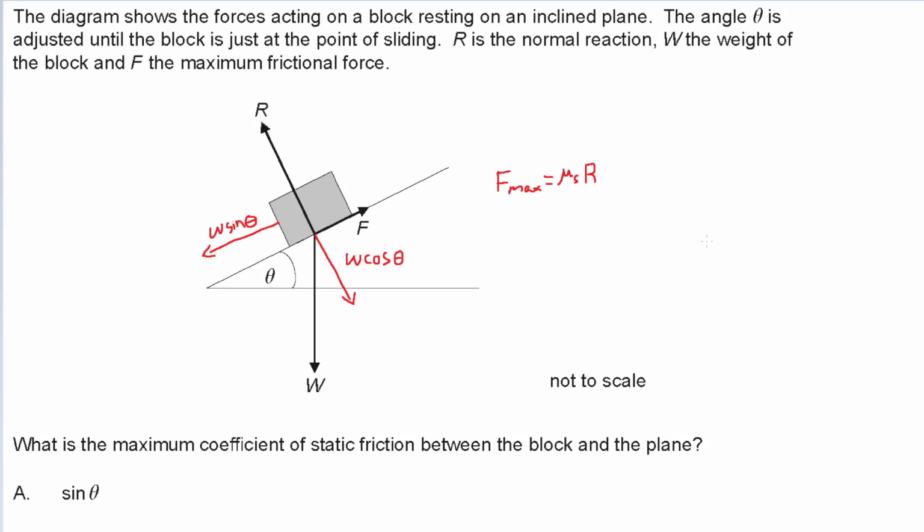IB questions, day 64. So what is the maximum coefficient of static friction between the block and the plane? Well, first let's look at the two components of weight. So we have W sine of theta that is tangential to the plane, and W cosine of theta that is perpendicular to the plane, and that is balancing out with the normal.